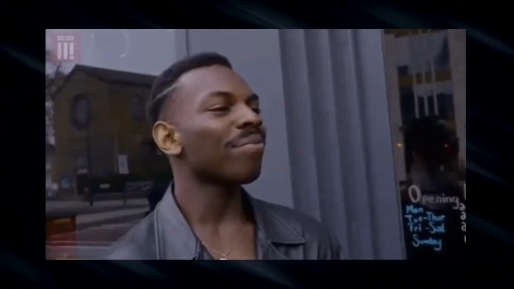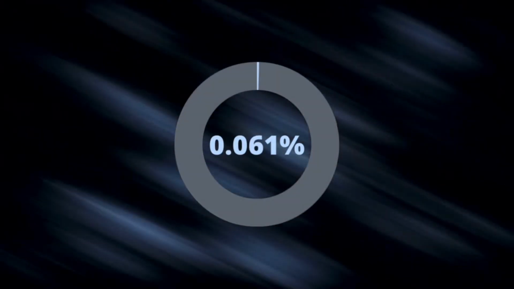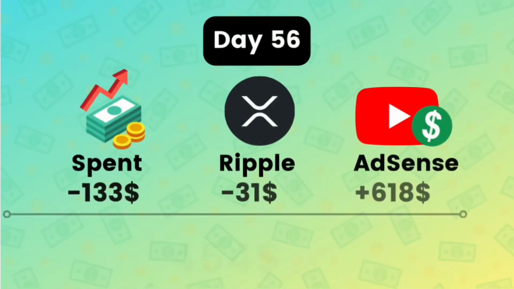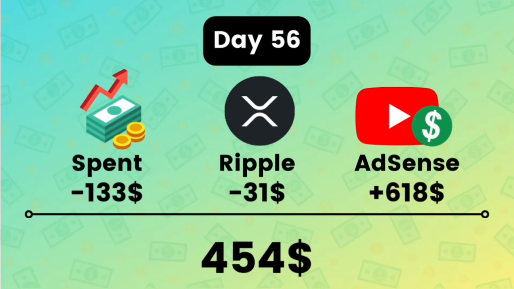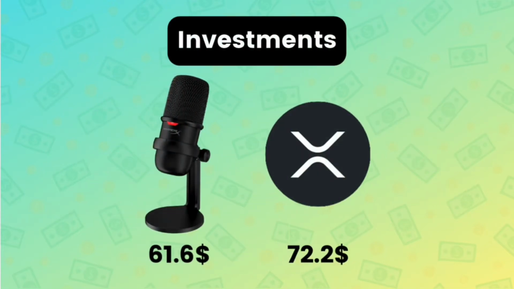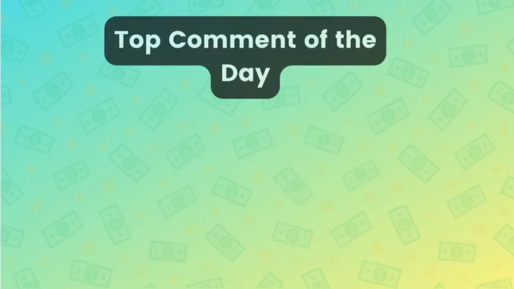My goal with this series is to show you an experiment all together and discover the opportunities in YouTube. Today we are at 0.061% and our total revenue is close to $700. This is day 56 and here are our expenditures, investments and our AdSense revenue, which is $618. That makes our profit $454. Our investments are only this microphone that I'm using right now and the Ripple cryptocurrency that we invested in.